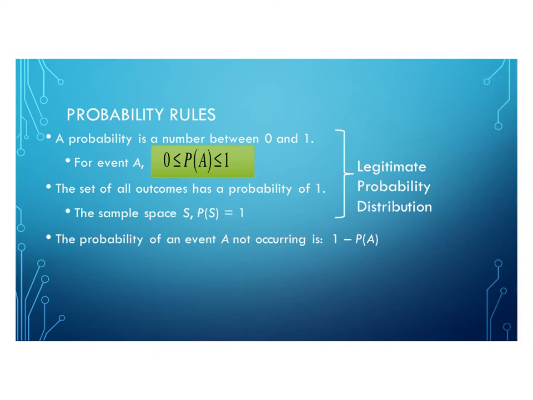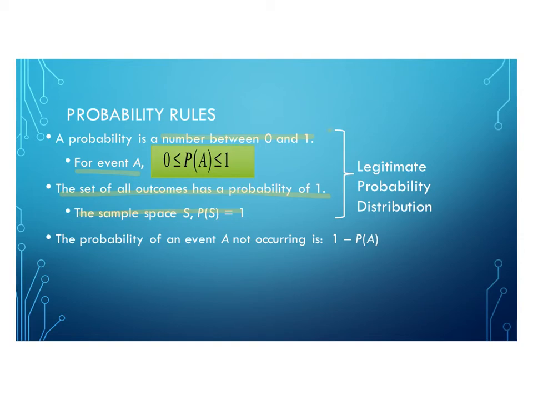Next, we're ready to talk about probability rules. Remember, probability is a number between 0 and 1. It is never negative. It is never larger than 1. For some event A, it is always between 0 and 1, including 0 and 1. If I take the set of all outcomes, it has a probability of 1, meaning I would take all of the outcomes in the distribution and add them together. It should equal 1 whole or 100%. Meaning for our sample space, if I were to add all those probabilities together, we should get 100%.